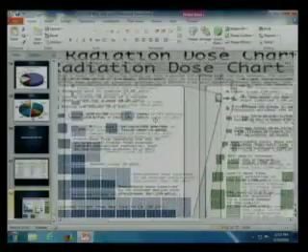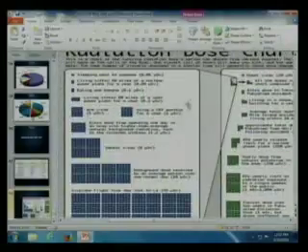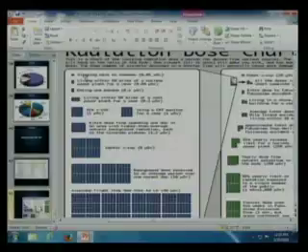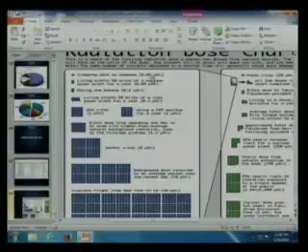This is just a radiation dose equivalent chart. If you sleep next to somebody, you're going to be getting about 0.05 microsieverts.